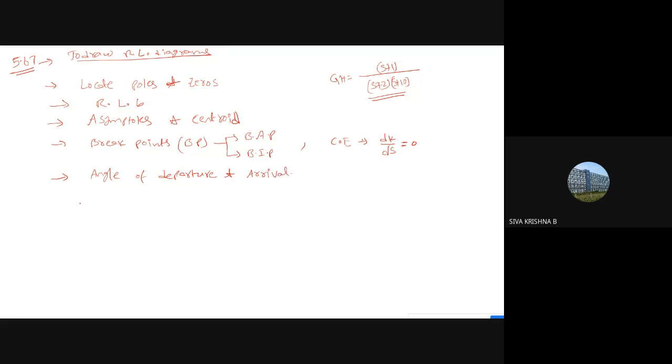Angle of departure and arrival. And the next, last but not least, intersection point. That is IP. In this we will find the omega n value. That means you have to use the RH criteria here to find the intersection point. We will find the omega n values, k values, and whatever the remaining terms are there. So these are the steps you have to follow to draw the root locus diagram.